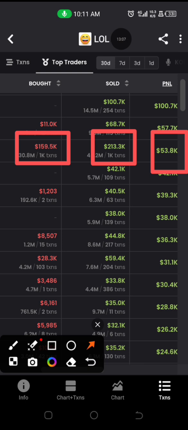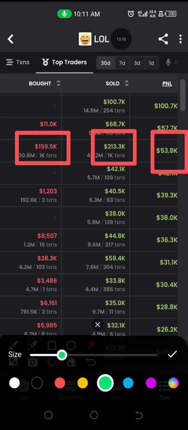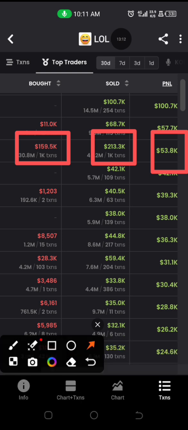Now, this person bought this amount, 157.5k, and he got 30.8 M pieces of the token. And how many transactions? 1,000 transactions. He certainly used bots to get that kind of transaction done. And this area sold here. So when he bought 159.5k, he sold 213.3k.